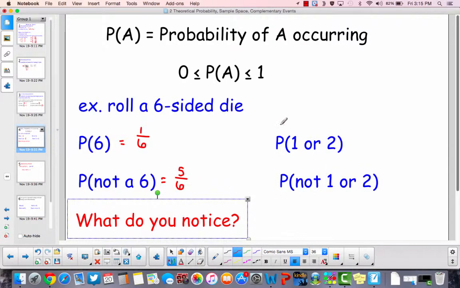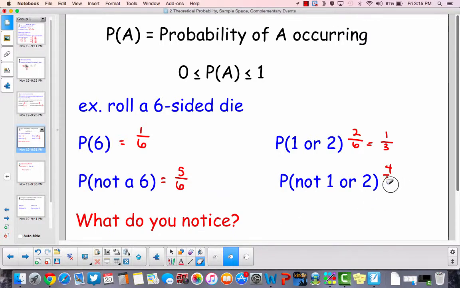What is the probability of rolling a 1 or a 2? You have a 2 in 6 shot, or a 1/3. What is the probability of not rolling a 1 or a 2? Well, there are 4 numbers, 3, 4, 5, and 6, that are not a 1 or a 2. Oops, that should be a 6 there. You have a 4 in 6 chance, which is 2/3. Talk with your side partner about what you noticed just a minute there.